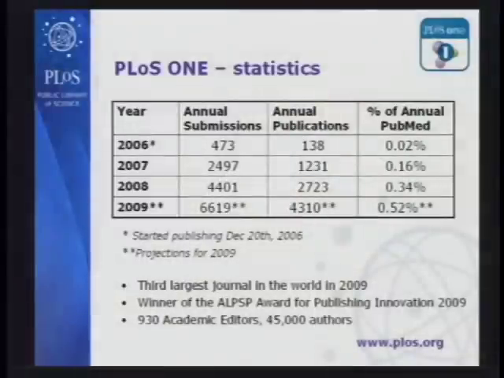So here's our important stats. And what this basically shows is that we're almost doubling in size every year. So we only launched December 20th, 06, so we only had 470 submissions in that week. Although I guess it did launch a couple of months earlier for submissions. But since that point, our submissions have been going 2,500, 4,500. This year we should hit easily 6,700 submissions, and the publications are tracking that.